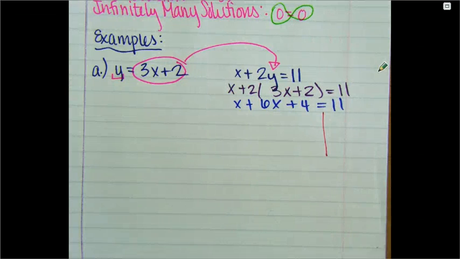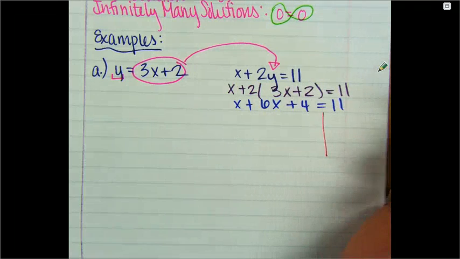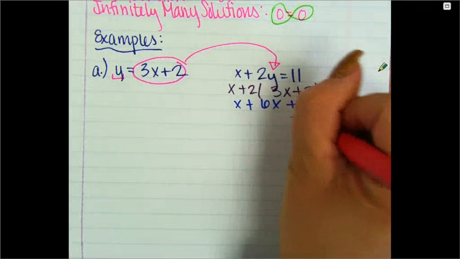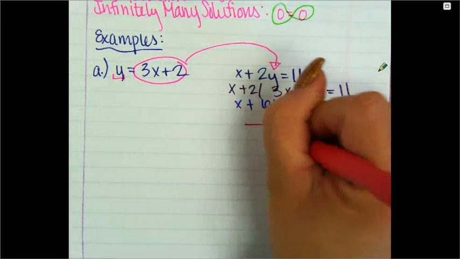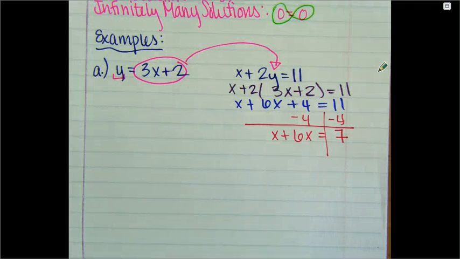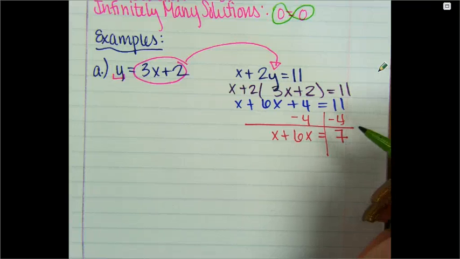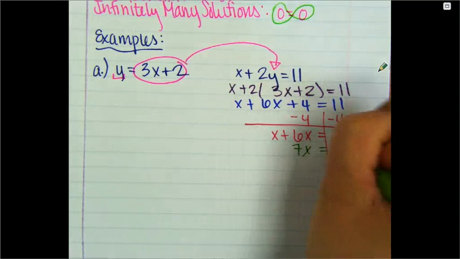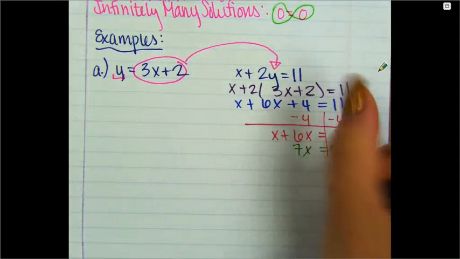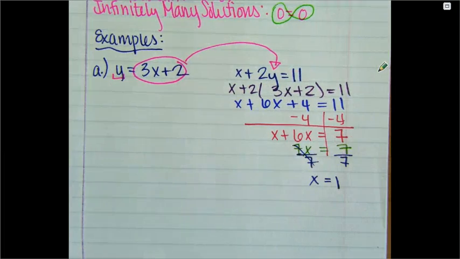Draw my line, keep it all separate. So then what do I do from here? You want x by itself, so what do I need to move? Subtract the 4. So x plus 6x equals 11 minus 4, which is 7. Then what do I do with x and 6x? You add them and get 7x equals 7. Divide both sides by 7, and x equals positive 1.